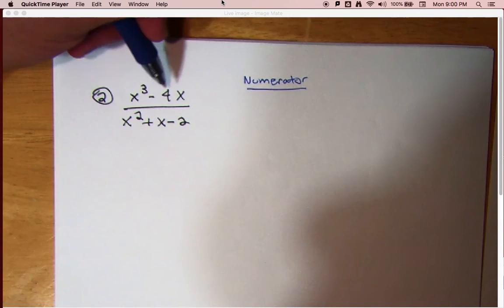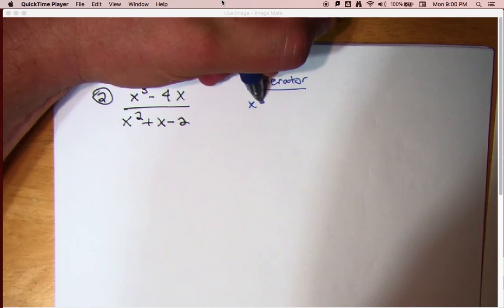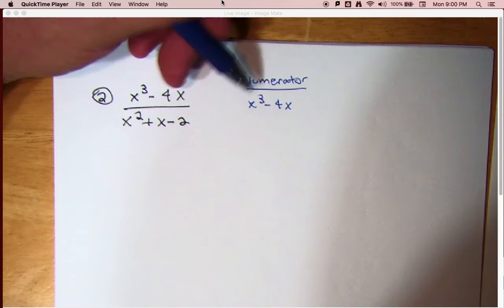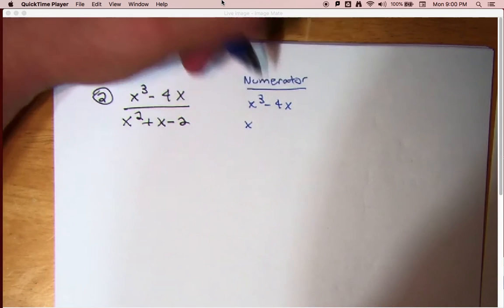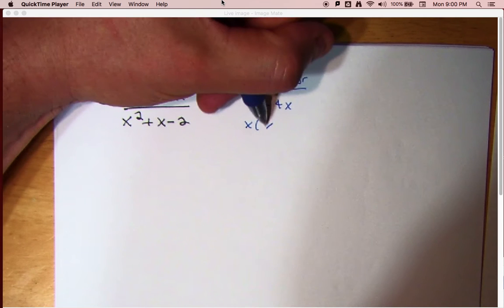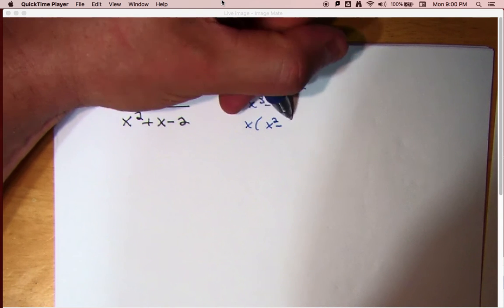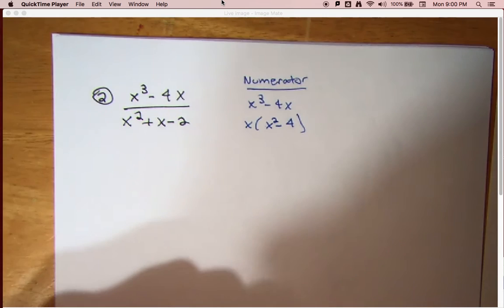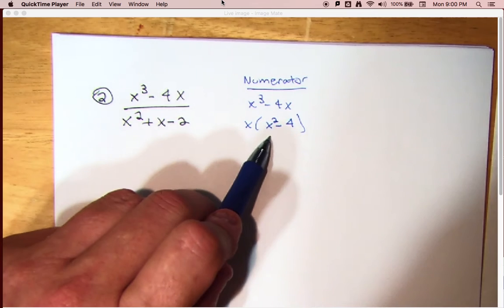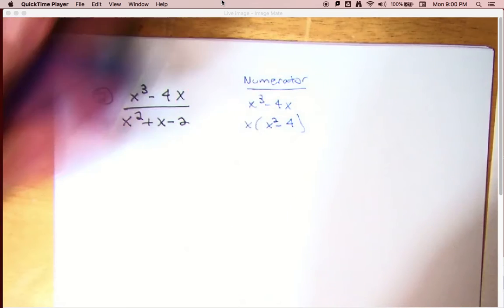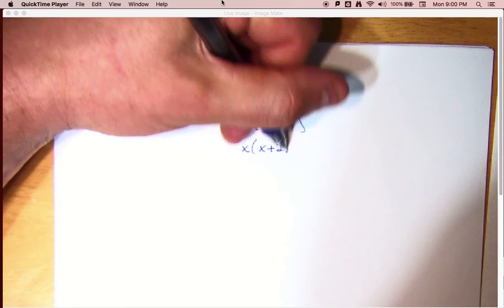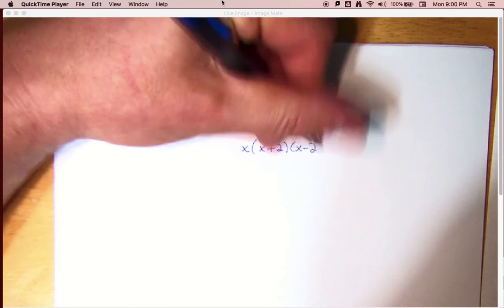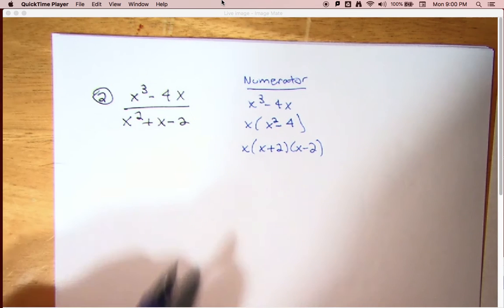So my numerator, x to the third minus 4x. You look for your greatest common factor first, which you can see is going to be x. And if I factor an x out of there, I get x squared minus 4. If we look at our x squared minus 4 on our sheet, that's the difference of two squares. So that's x plus 2, x minus 2. So there's my numerator factor right there.